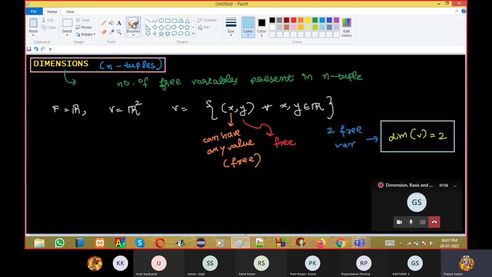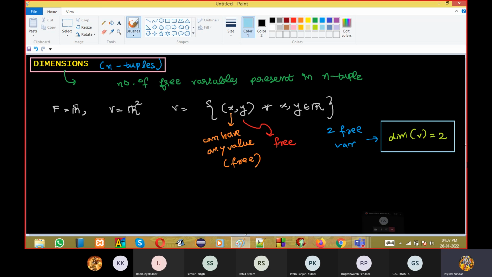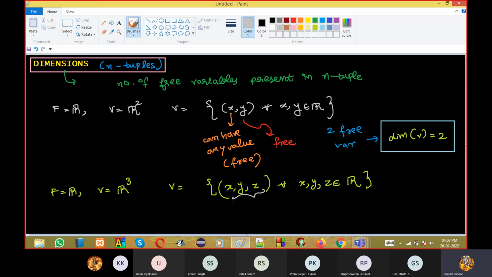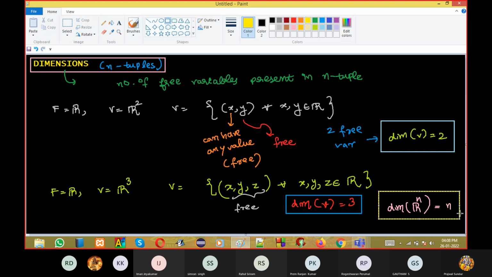The number of free variables present in an n tuple, we can call it the dimension. So if you take another example, suppose I'm taking the field as real numbers and the vector space as R cube, then I'll have V as x y z for all x comma y comma z belonging to real numbers. Here all are free, correct? All are free, so I can say the dimension of the vector space will be 3. So in general, we have got the point now: the dimension of the vector space R^n will always be n. I hope this part of dimension is clear. Very simple topic, dimension.